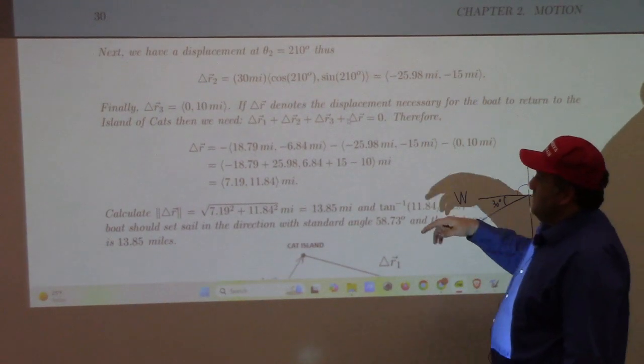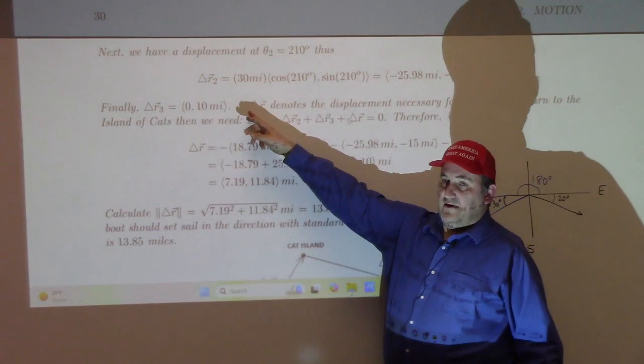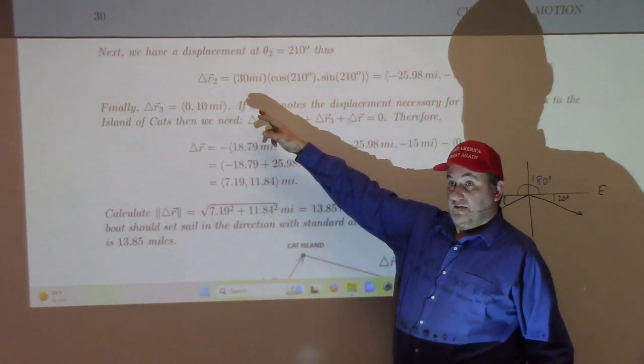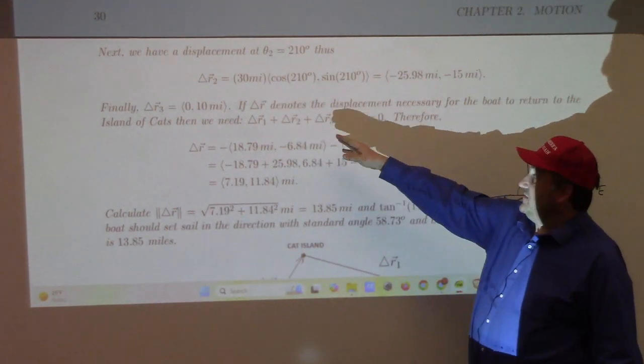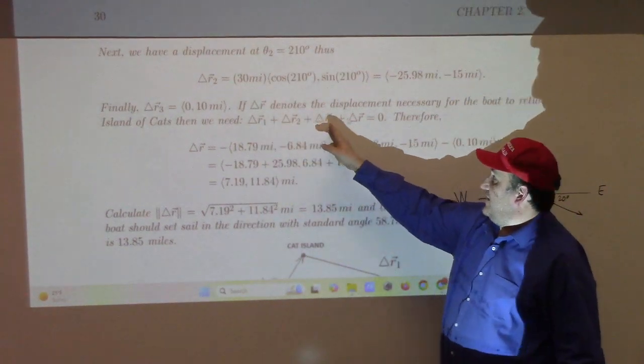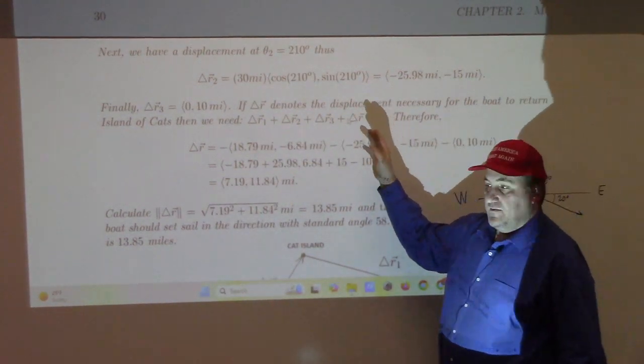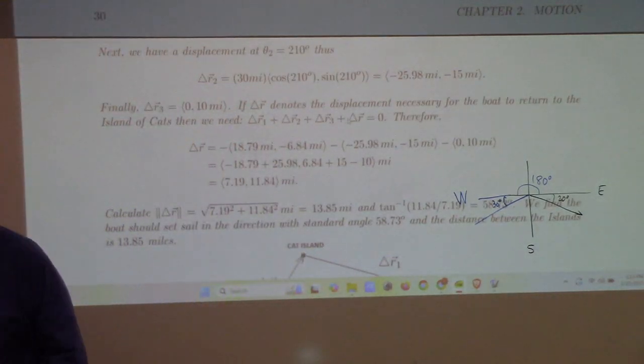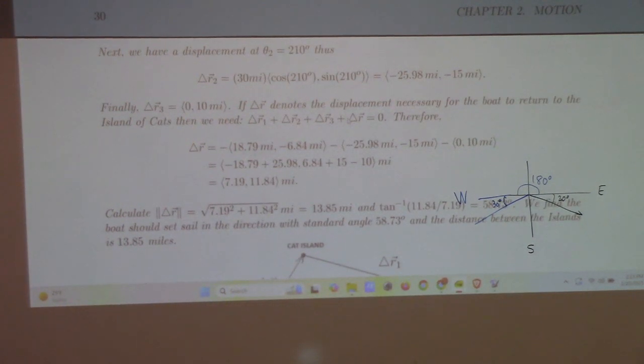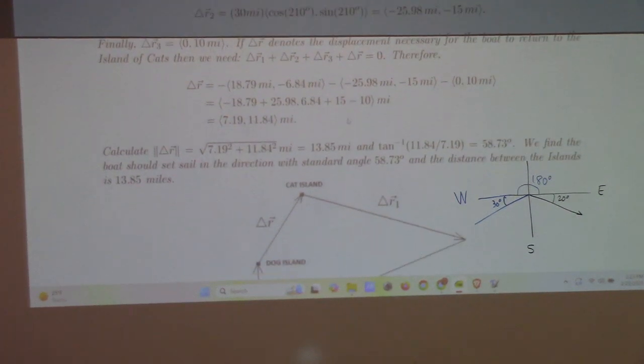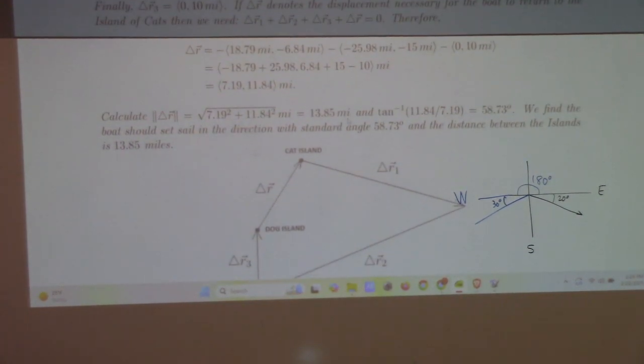Now, delta r is what I don't know. I don't know what it takes to finally get back to where you started, right? But I do know if you get back to where you started, then the sum of the displacements should be what? Should be 0. So we can work that out. And when I work that out, I get delta r is minus delta r1 minus delta r2 minus delta r3, which works out to 7.19, 11.84 miles right there.